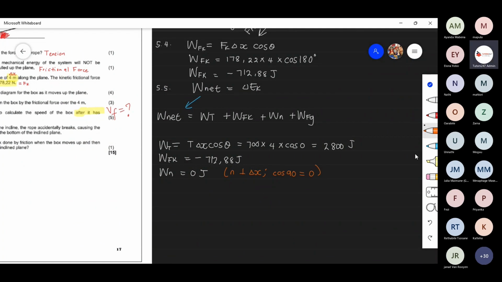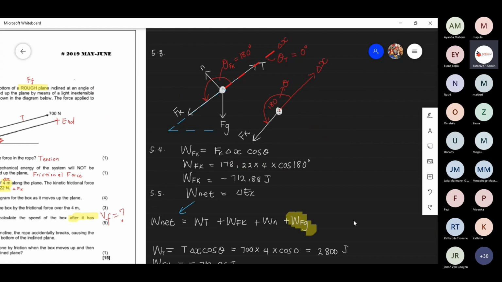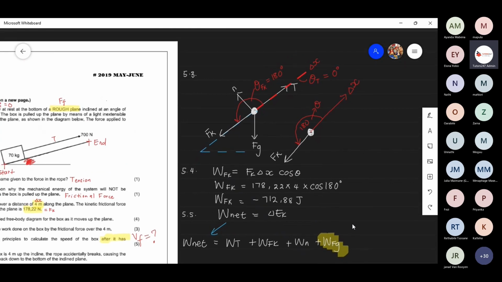Now, the important part that I want us to have a look at in this example is the work done by Fg, the work done by gravitational force. In our last two classes, I used the method whereby I included my inclined angle in order for us to calculate the angle theta of Fg. But a lot of students found that difficult. So I'm going to use a new method today that I feel might be slightly easier, and it is something that you should already be familiar with.